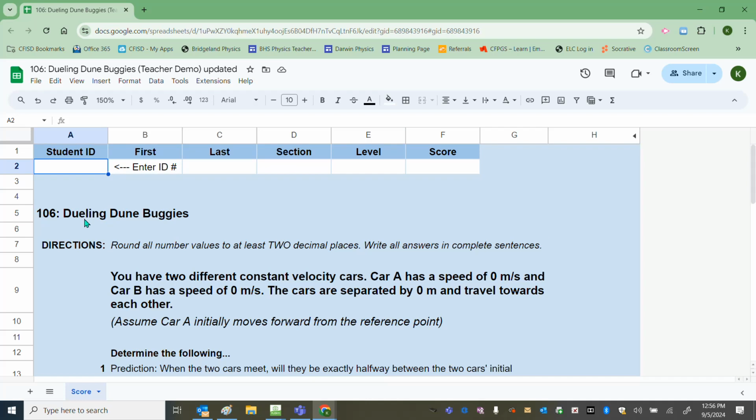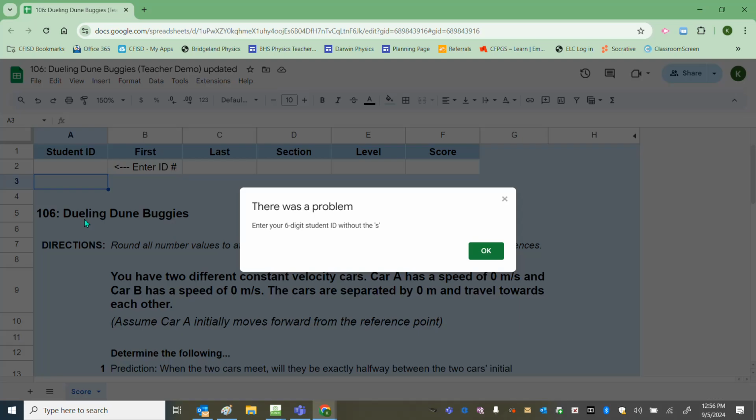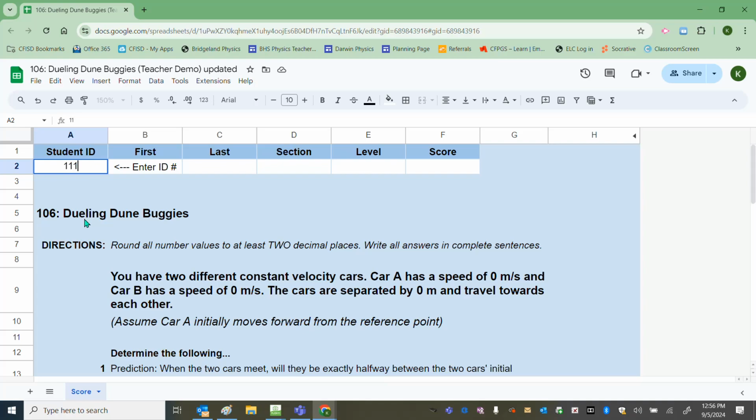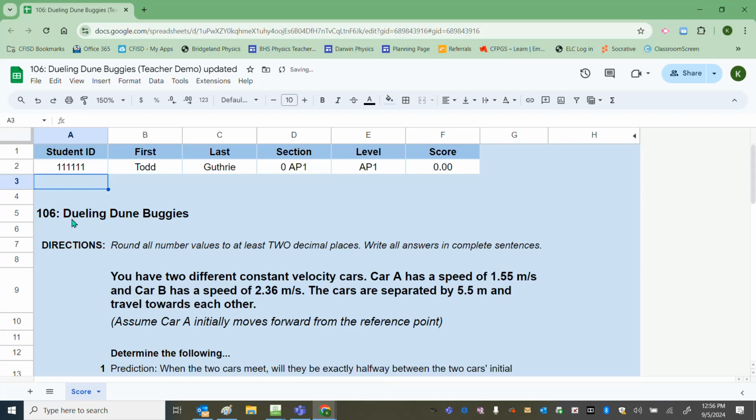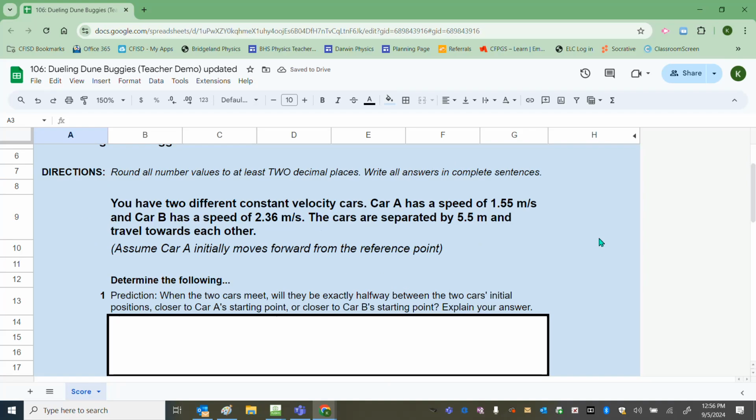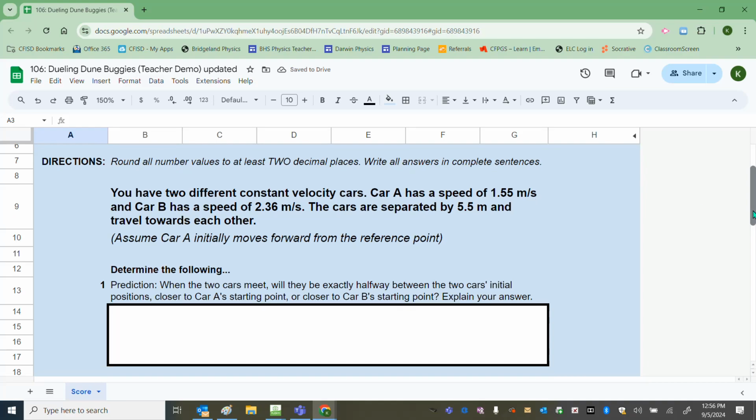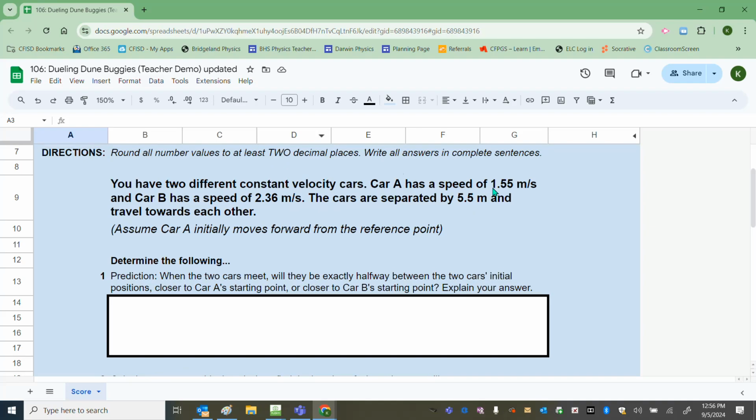I'm going to use mine. I forgot I turned, there, we'll use that one. But you need to type in an ID number so that you can get your values for your question. And if you do that, you can see now it says I have two different constant velocity cars. Car A has a speed of 1.55 meters per second, and car B has a speed of 2.36 meters per second. The cars are separated by 5.5 meters and travel towards each other.